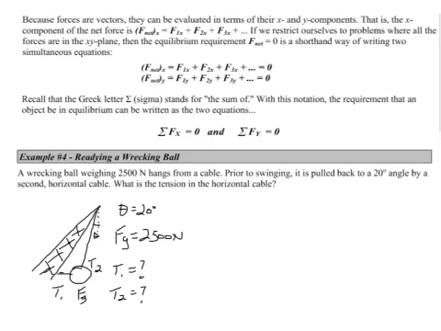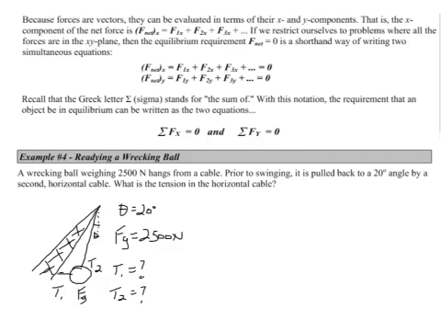Because forces are vectors, we can look at them in terms of their x and y components. So when we look at all of the forces acting on a single object, we split up the components that all act in the x direction, and we split up all the components that act in the y direction. And when we have equilibrium, the net force in the x direction and the net force in the y direction add up to zero. So let's look at an example.